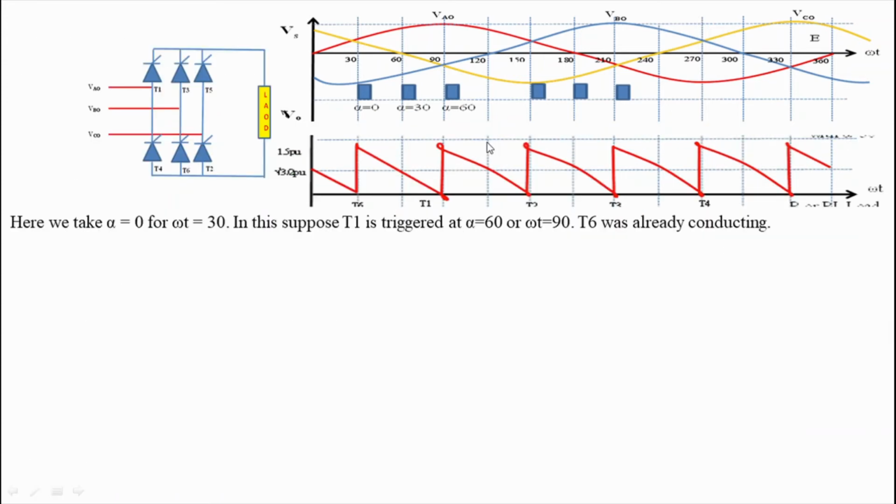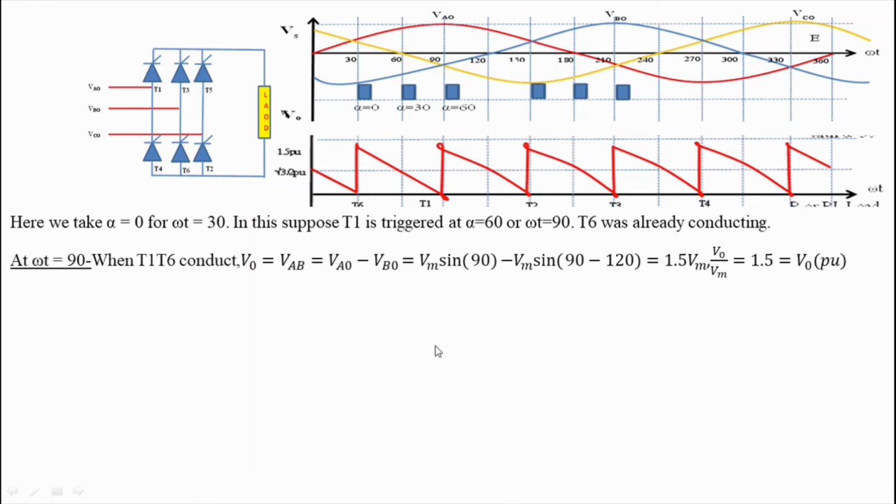Now we will see the circuit operation for omega t is equal to 90 degree, that is alpha is equal to 60 degree, because for alpha is equal to 60 degree, omega t is 90 degree, because we take alpha is equal to 0 for omega t is equal to 30 degree. Now again we will consider T6 was already conducting. So here we will trigger the first thyristor at omega t is equal to 90 degree, because we will trigger the one thyristor after 90 degree from zero crossing. For this alpha is equal to 60 degree.